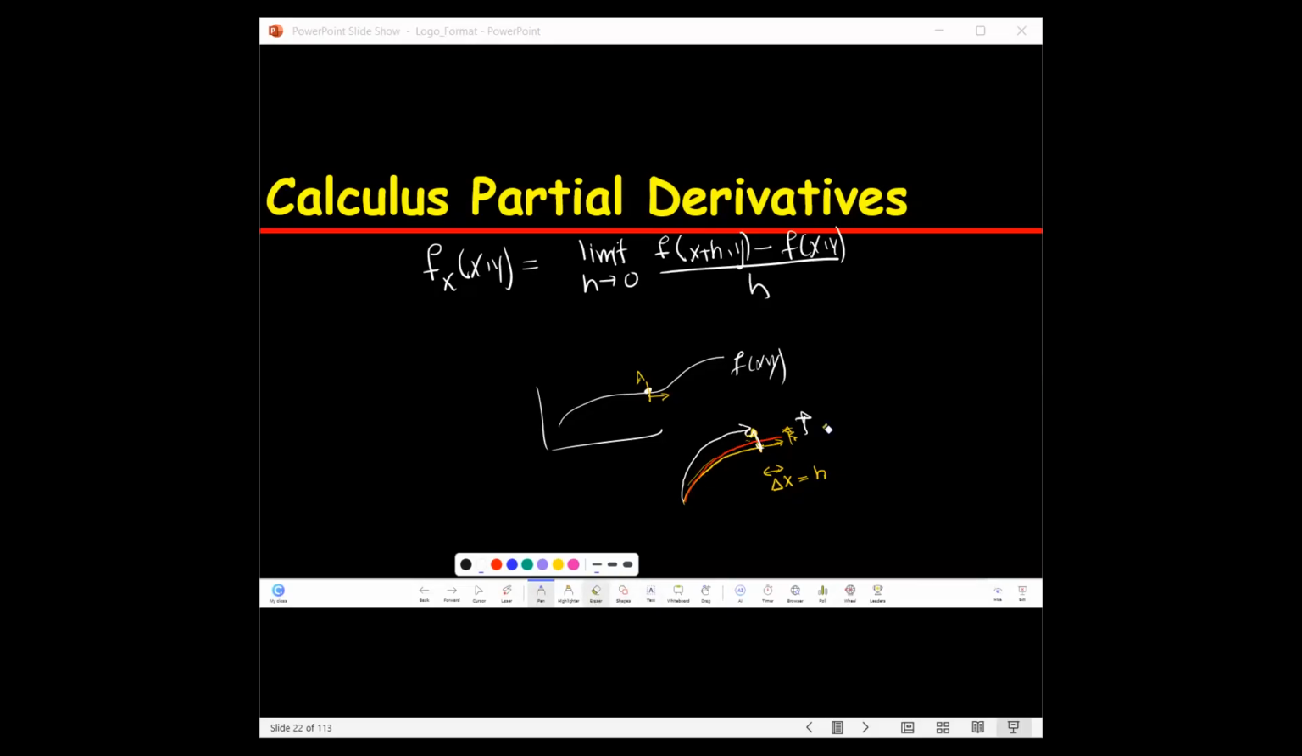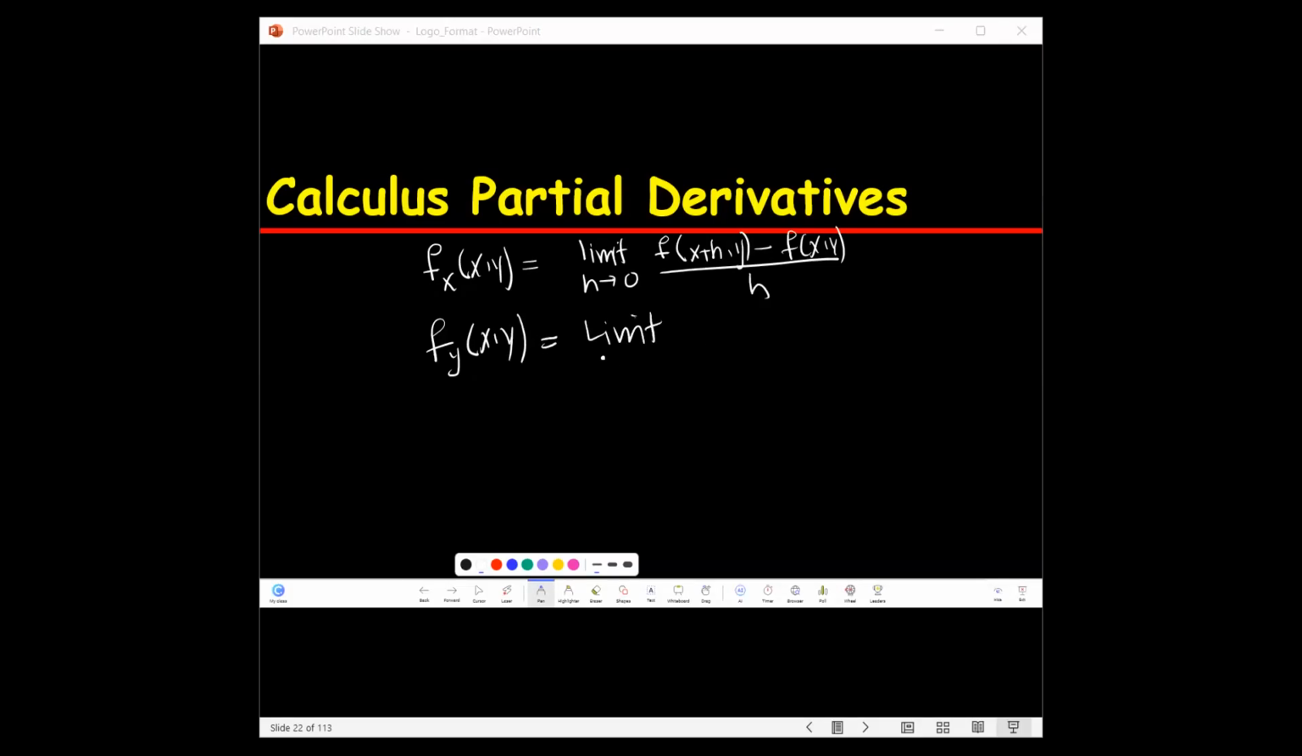Okay, let's complete this standard form of partial derivative in the form of a limit. I'm going to write fy equals limit as h approaching 0 of f, my original function f(x,y), but I'm going to add the h on the y part, not the x. So I'm going to say f(x, y plus h) minus the original function.